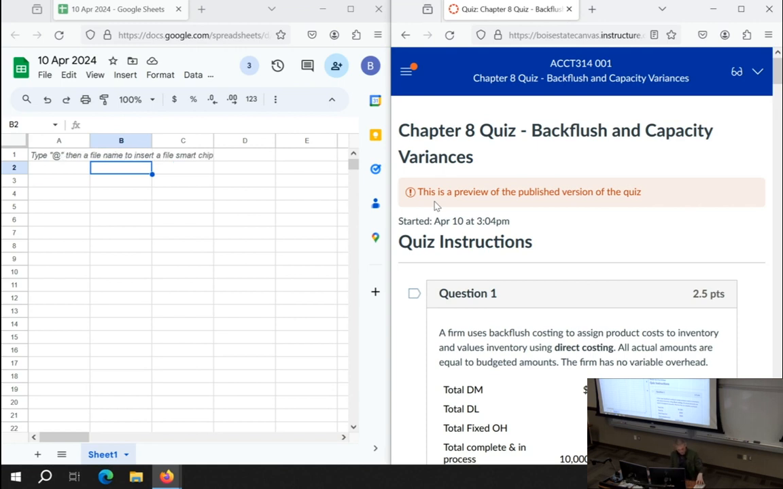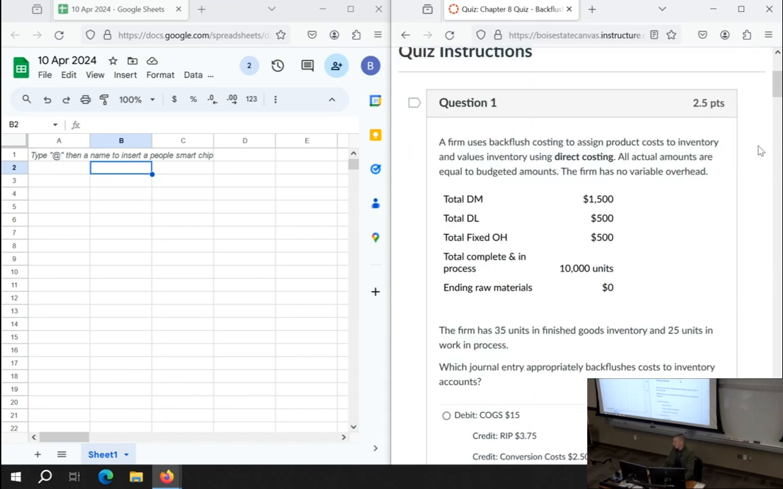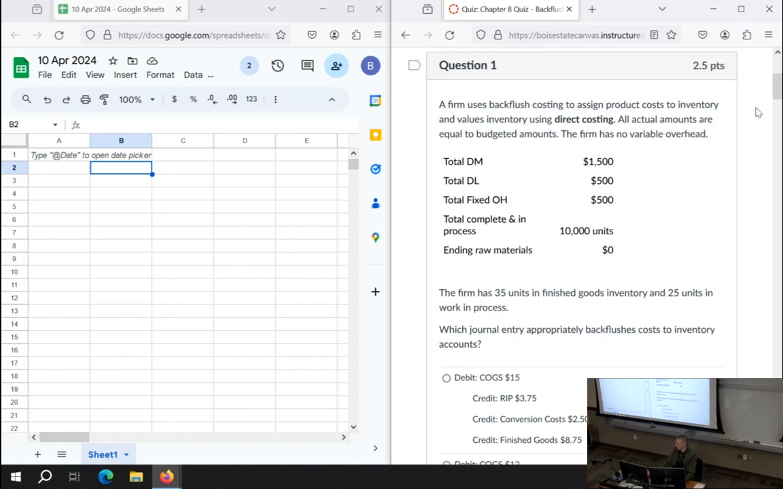In fact, a good number of the direct costing and throughput accounting questions, if I remember the test bank correctly, are just copied over. Just the bolded word is no longer direct costing, it's now throughput accounting. And then we'll make sure we hit some of the capacity variance questions, because those are a little different than the others. And so let's go straight through. Let's just look at the whole 10 questions if we can here.